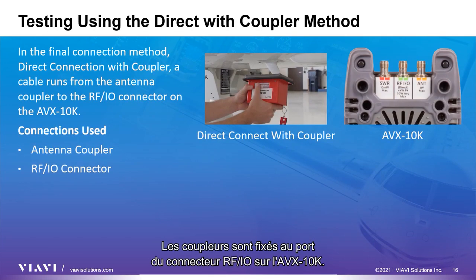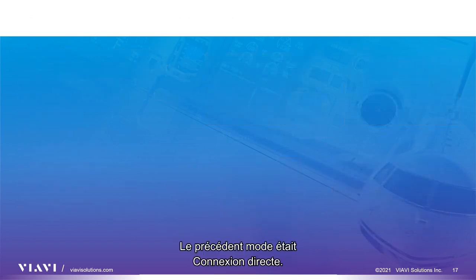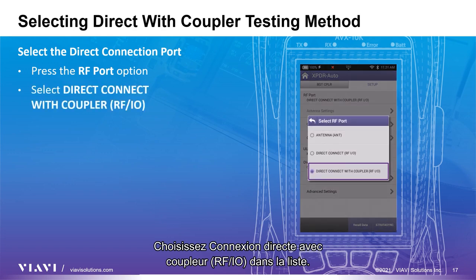The couplers are attached to the RFIO connector port on the AVX-10K. The loss values for the coupler and connecting cable can be found on the coupler and cable and, along with the connector cable length, will be used later in the setup. We were previously in the direct connect mode. To access the RF port selection options, press the RF port button. Now, choose Direct Connect with Coupler RFIO from the list. The RFIO in parenthesis identifies which port to connect to on the AVX-10K.